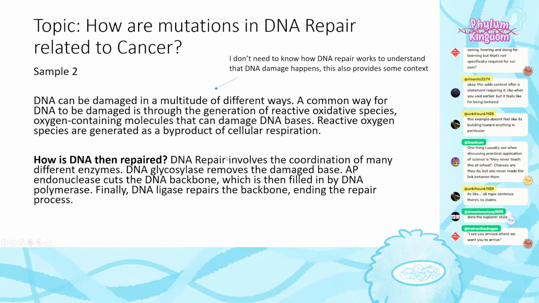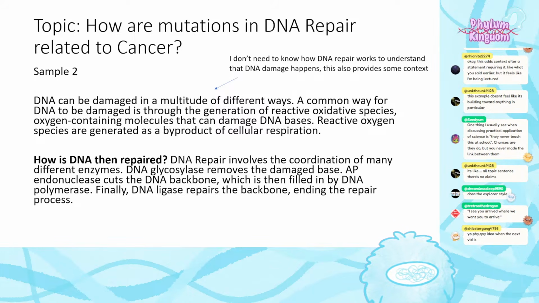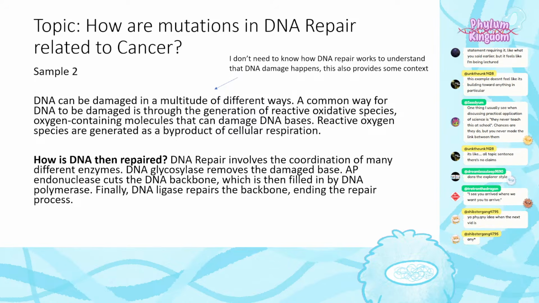Yeah. Okay, so sample 2, I've changed it a little bit, right? I reordered these, so now see how this flows. DNA can be damaged in a multitude of different ways. A common way for DNA to be damaged is through the generation of reactive oxygen species, oxygen-containing molecules that can damage DNA bases. Reactive oxygen species are generated as a byproduct of cellular respiration. How is DNA then repaired? DNA repair involves the coordination of many different enzymes. Blah, blah, blah.